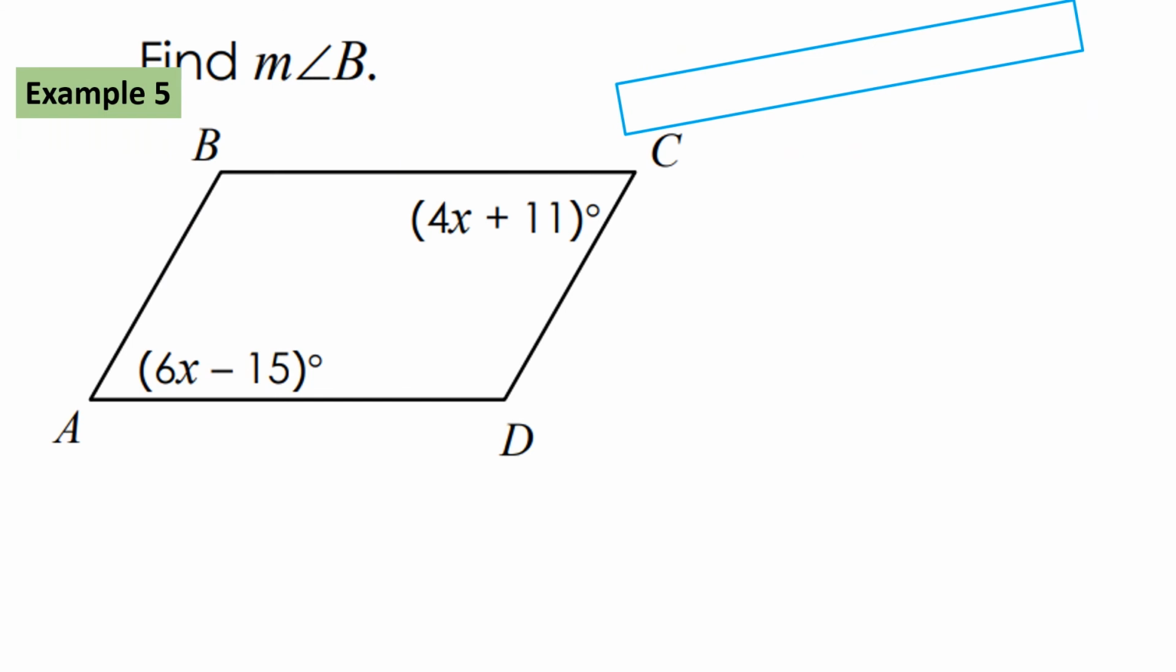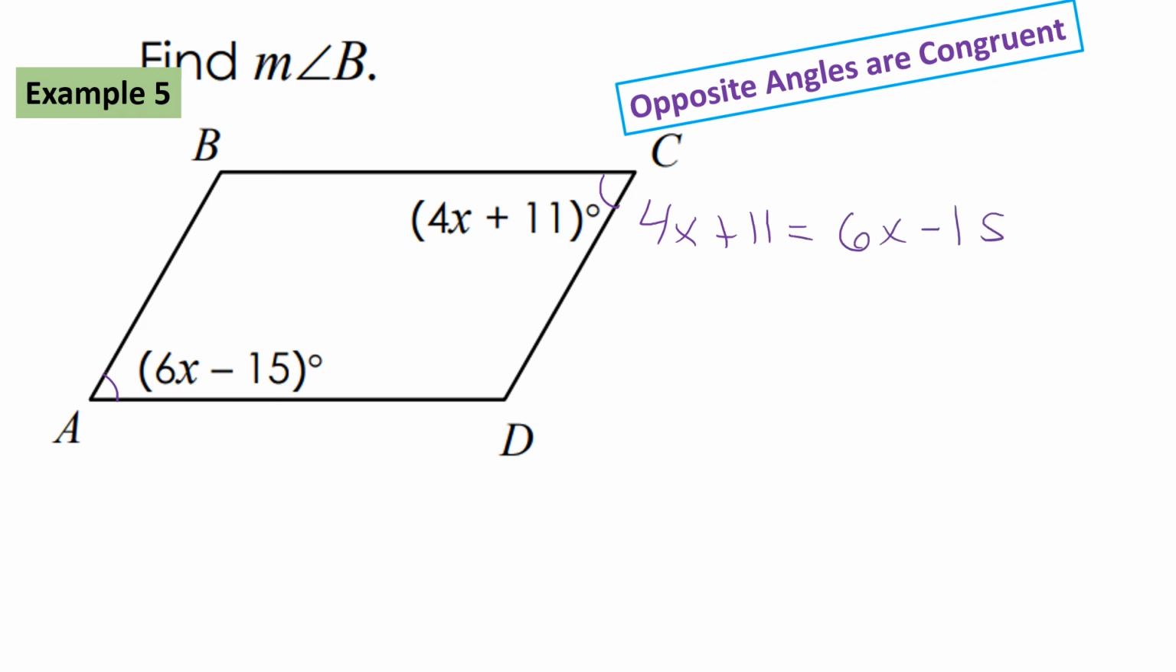Let's try this one. It says find a measure of angle B. And so what do we know about the angle measures? Opposite angles are congruent, and so angles A and C are opposite angles. All right, so they are congruent. So they are equal, so I could set up an equation. 4x plus 11 is equal to 6x minus 15, because again, A and C are opposite angles, so they are congruent or they are equal. So I could set these two expressions equal to solve for x.